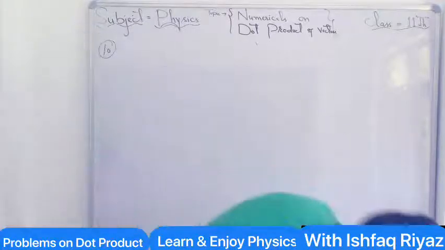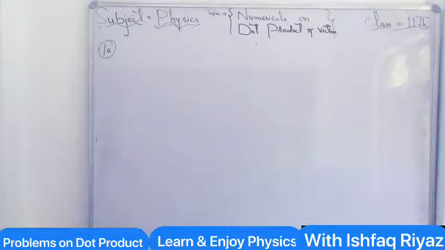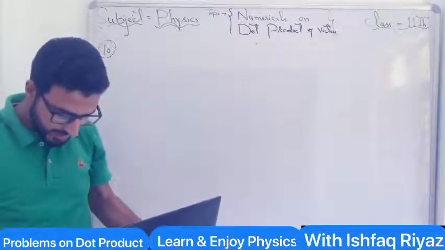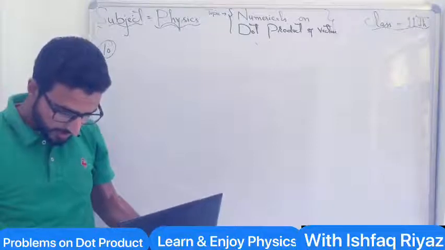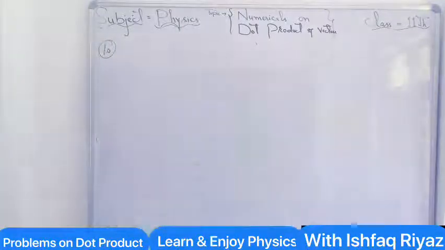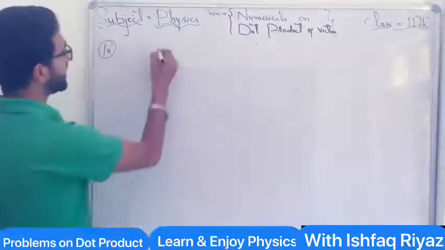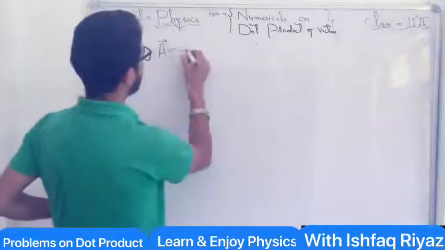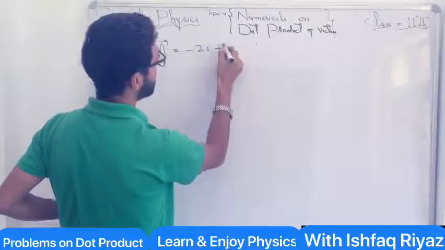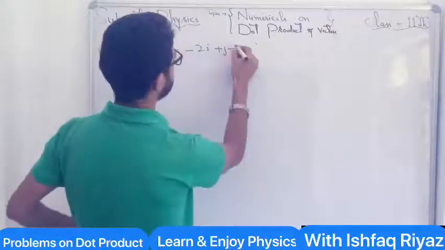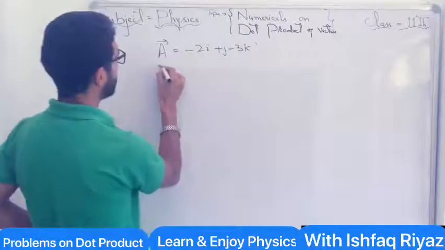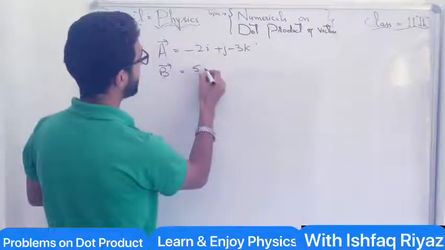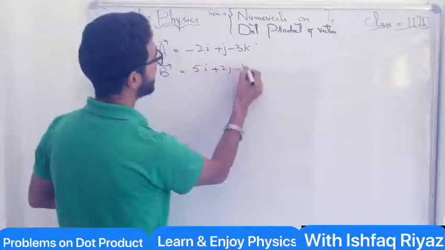The question is, if vector A is equal to minus 2i plus j minus 3k, and vector B, it is equal to 5i plus 2j minus k, find. Given is, this is vector A, it is given by minus 2i plus j minus 3k, and vector B, it is given by 5i plus 2j minus k.